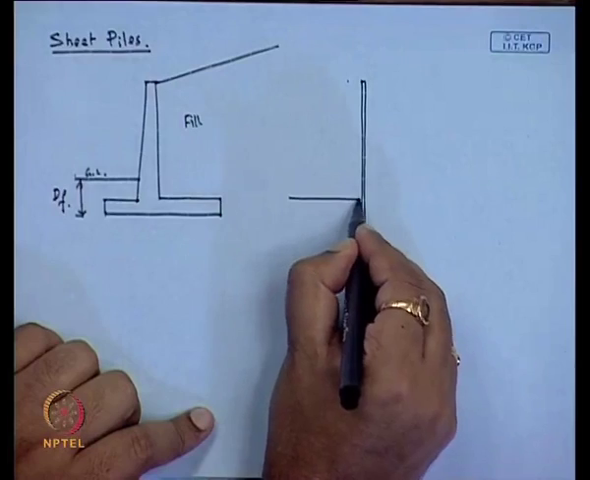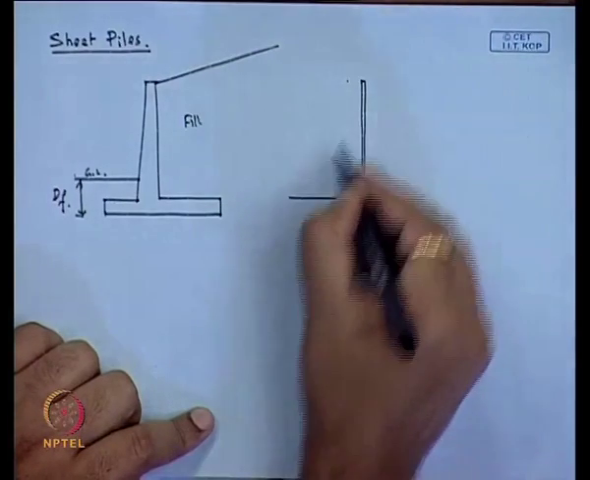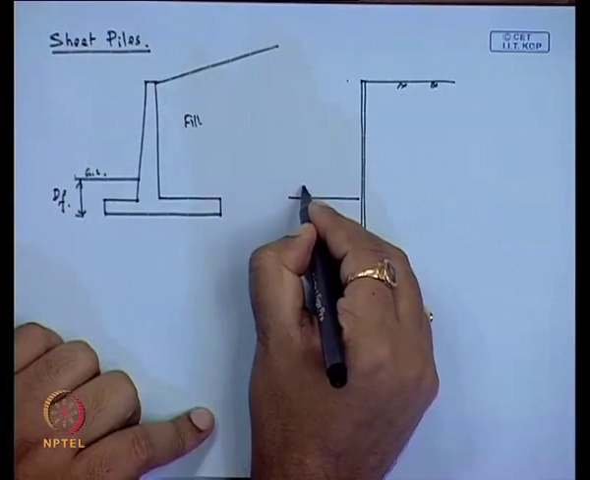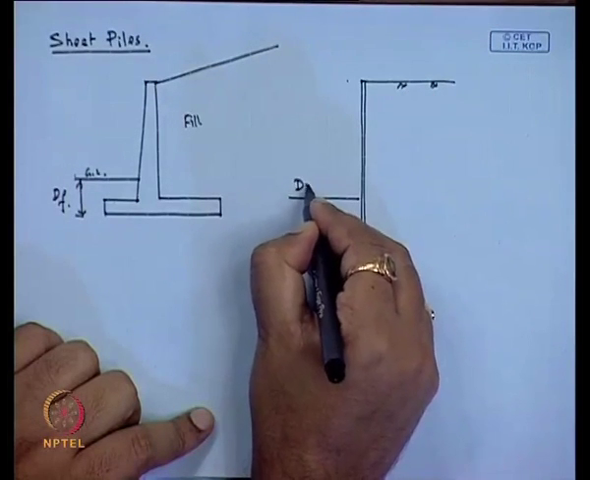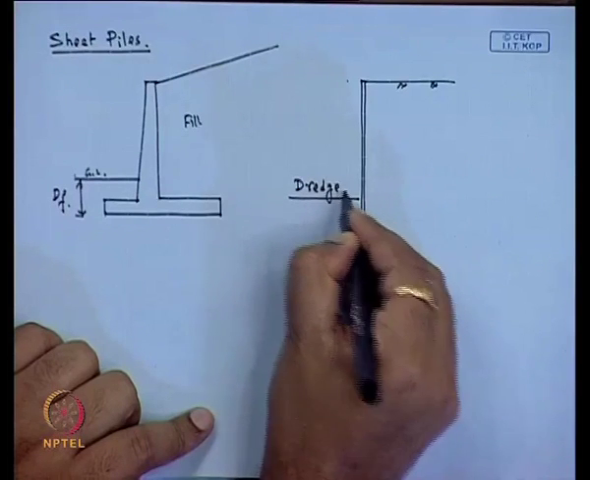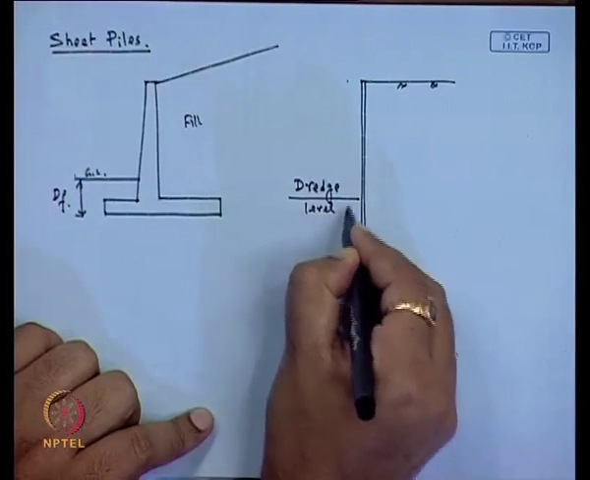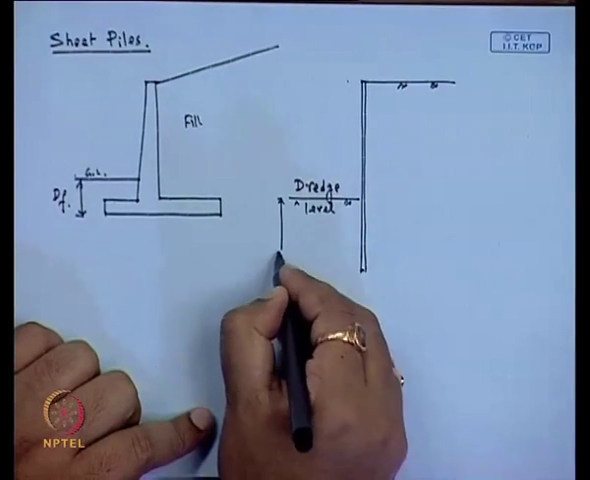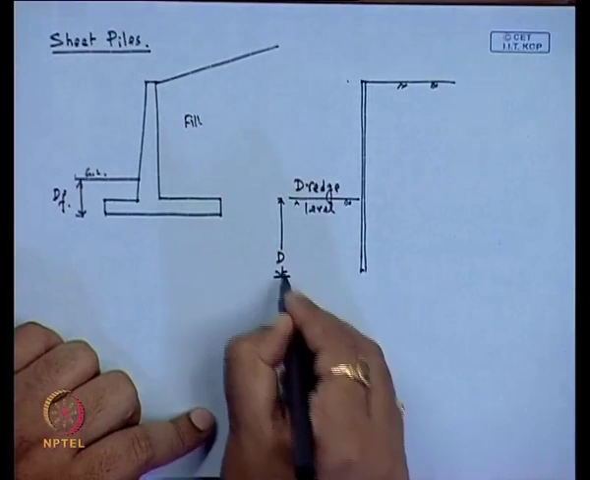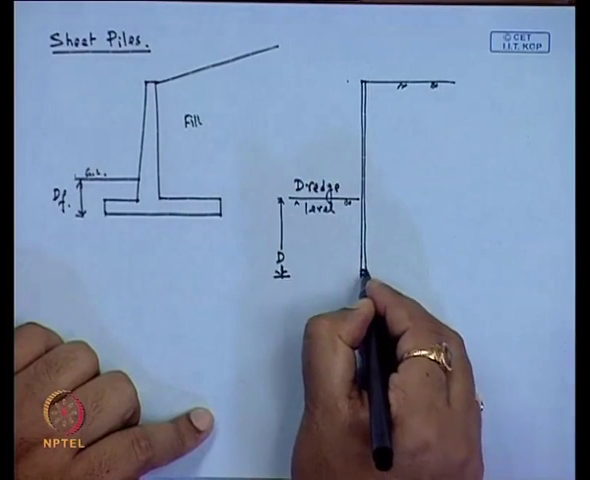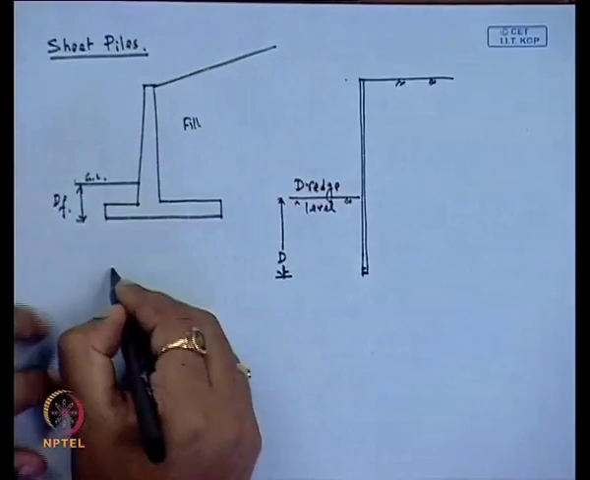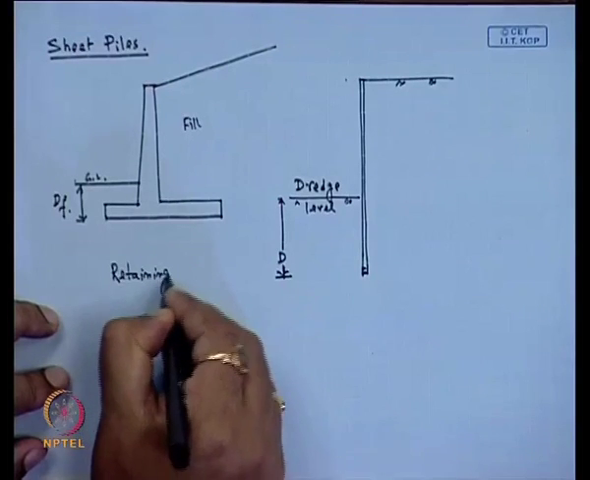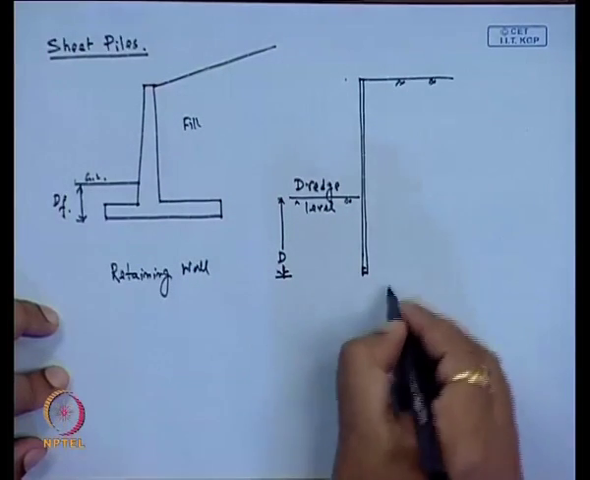If I consider, so this is the sheet pile, and here the ground surface. Here we can say this is the dredge level, and here if I consider, D is the depth of the sheet pile. So, this is the retaining wall, and this is the sheet pile.